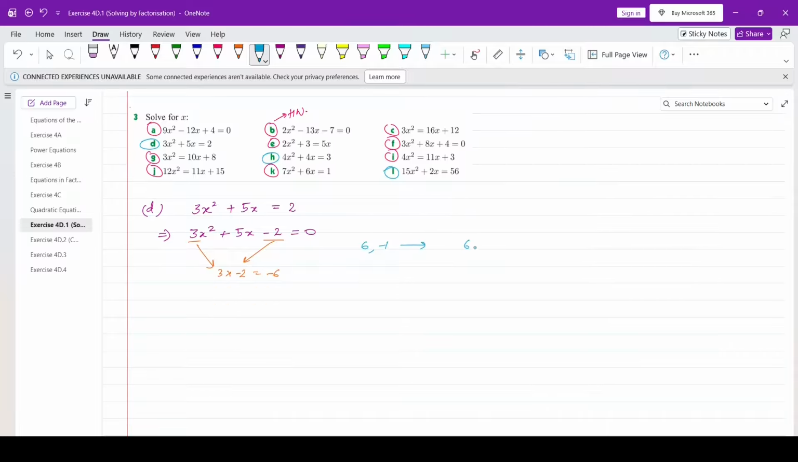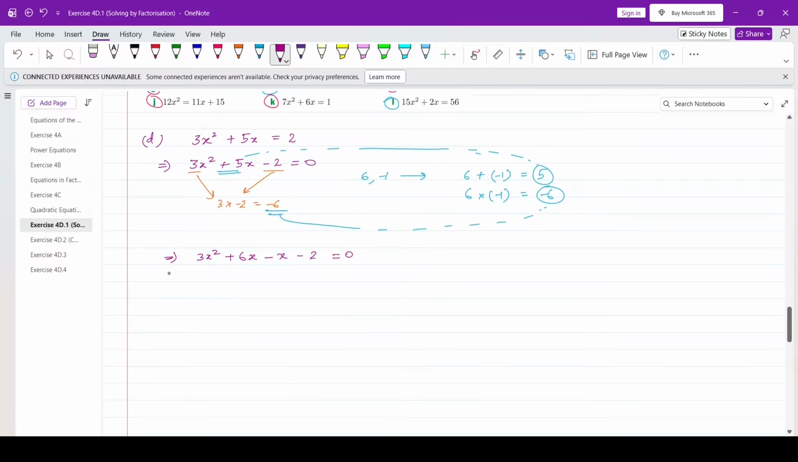So 6 plus negative 1 is 5, that is equal to this number, and 6 times negative 1 is equal to negative 6, that is equal to this number. Therefore, we can write this equation 3x square plus 6x minus 1x minus 2 is equal to 0.